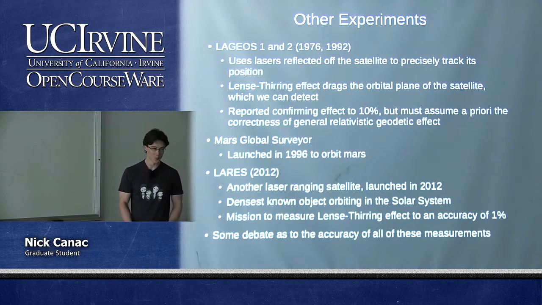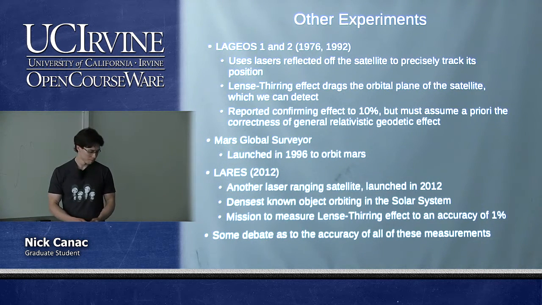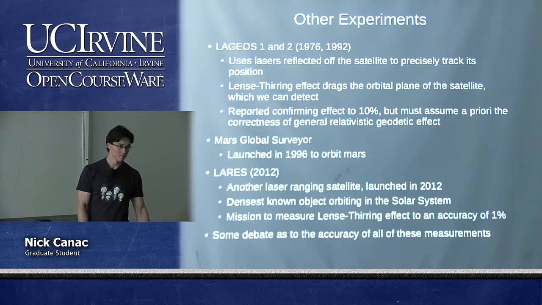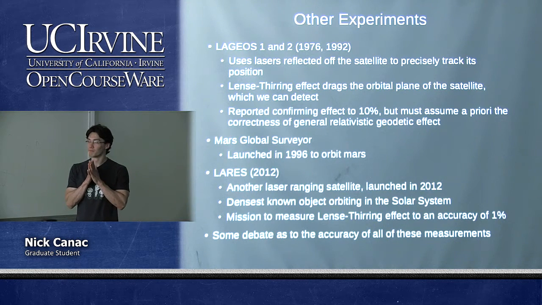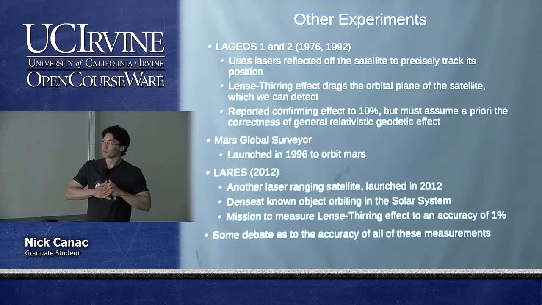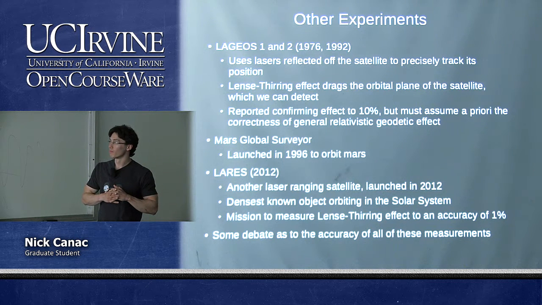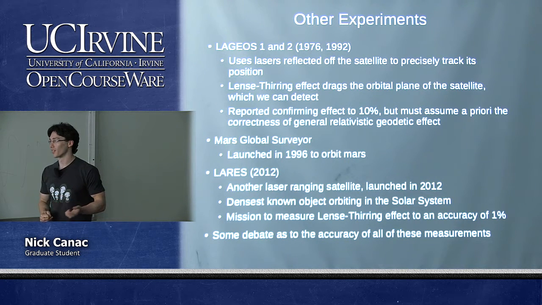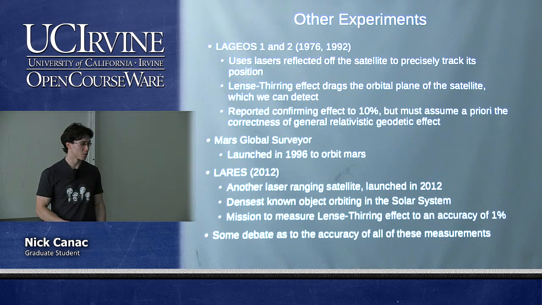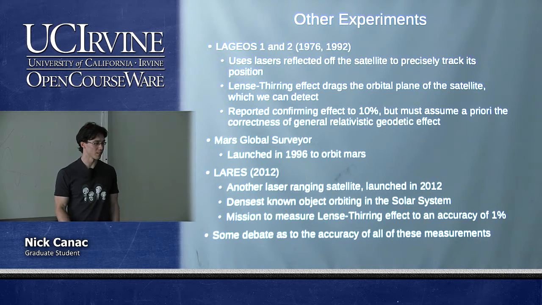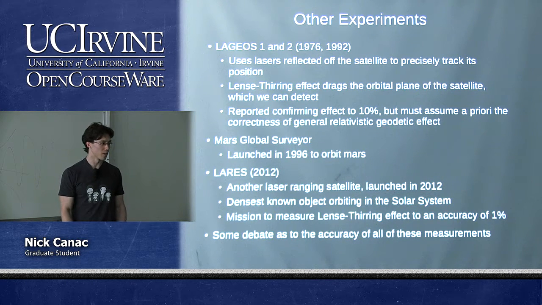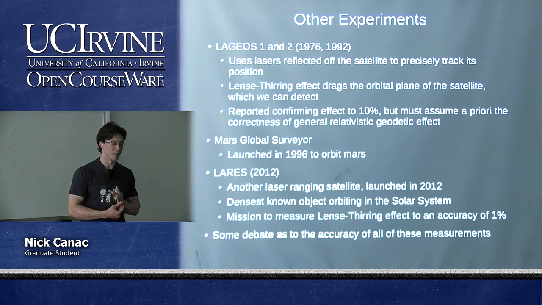Are there any questions? What is this business of the densest known object orbiting the solar system? Yeah, I just read that on their experiment page. I guess they like to brag, like how Gravity Probe B likes to brag about there. I don't remember. Is it big? Is it small? I can't remember. Yeah.